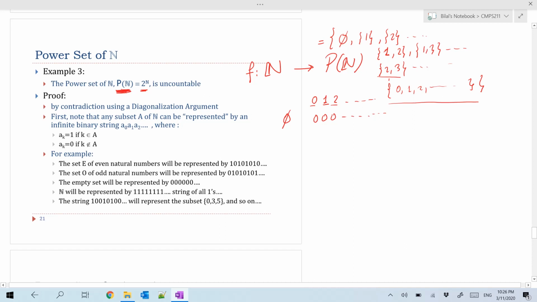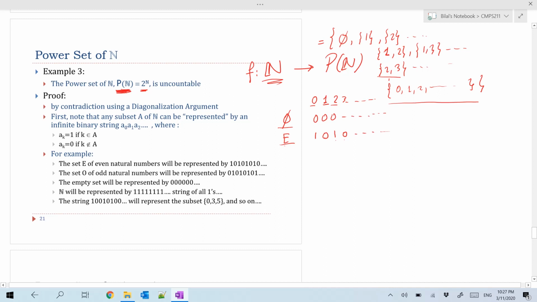We can also denote, for example, the set of even numbers with 1, 0, 1, 0, and so on and so forth, because 0 is an element here, 1 is absent in this subset of n, 2 is present, 3 is absent, and so on and so forth. Okay, so we can use those infinite sequences of zeros and ones to denote every single subset of the set of natural integers n. Okay, good.